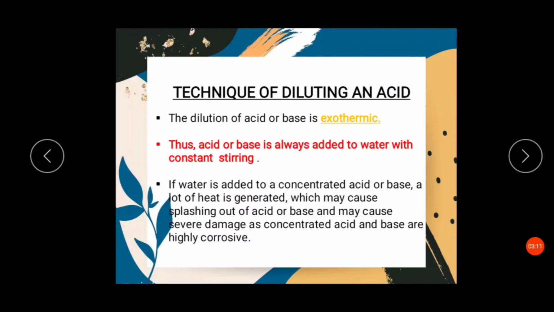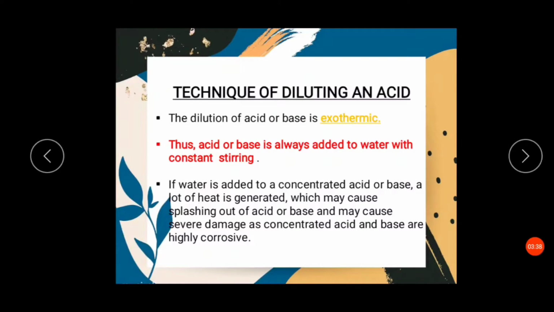Moving on to the technique of diluting an acid. How will we dilute an acid? We know that acid can be diluted by adding water, but what is the correct method? Whether water should be added to the acid or acid should be added to the water, that we will get to know here. When acids are diluted, heat energy is released, so it is an exothermic process.